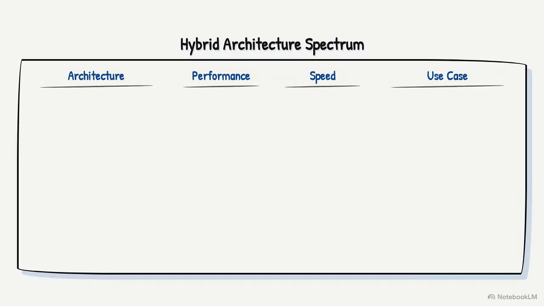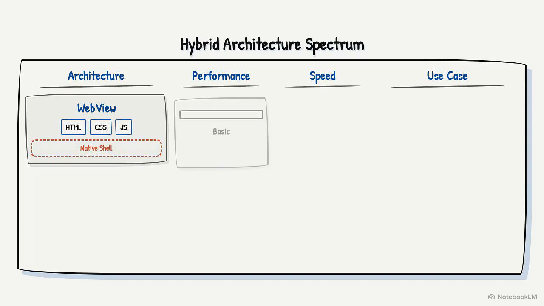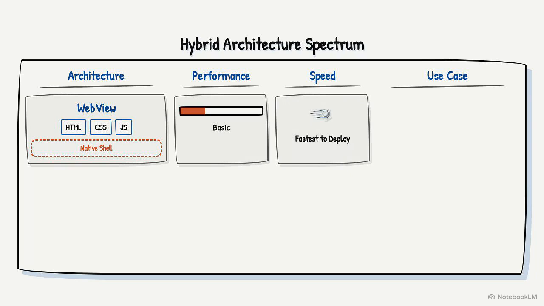But hybrid is a broad term. This comparison matrix breaks down the three distinct architectures that fall under that umbrella, starting with the most basic. A WebView app is essentially a website built with HTML, CSS, and JavaScript wrapped inside a native mobile shell. Because it relies entirely on web technologies, performance is fairly basic. However, it is by far the fastest and cheapest option to deploy.